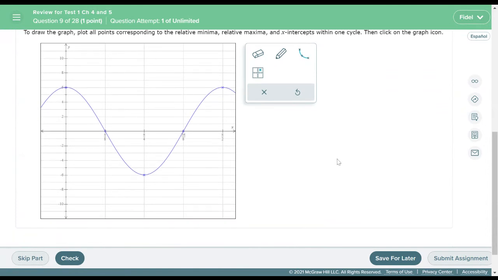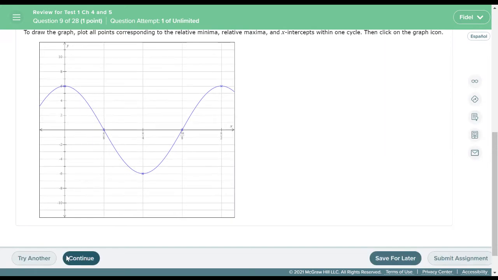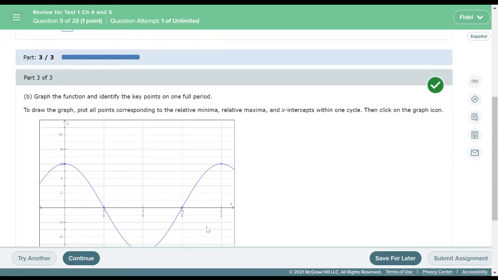You've got to go through the whole thing again. All right, so now let's go check. And we got our little check. Right? So, yeah.